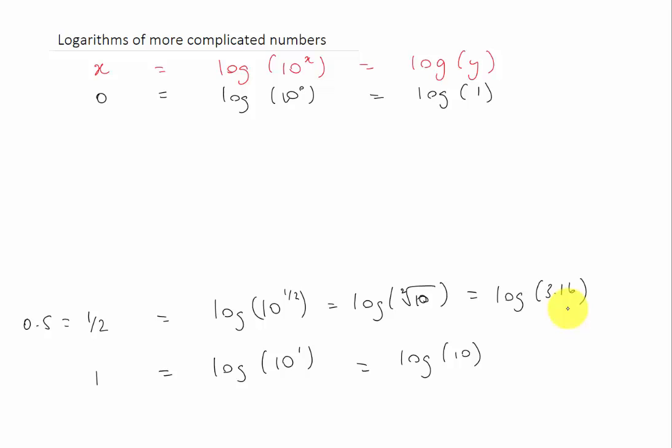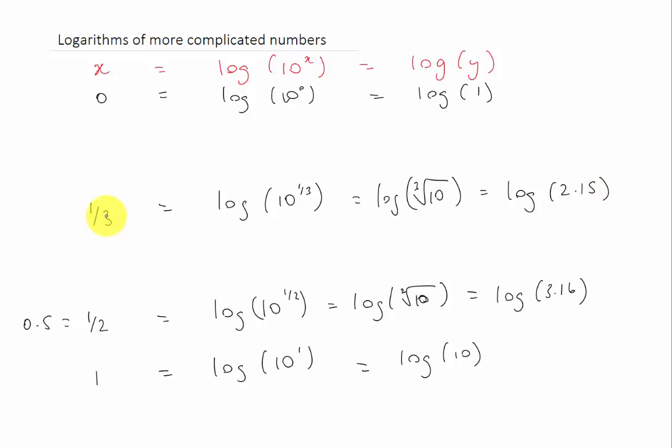Okay, and how about 1/3? 1/3 is equal to the logarithm of 10 to the power 1/3, which is equal to the logarithm of the cube root of 10. So these are our rules for roots that we learnt before. And the cube root of 10 is 2.15. So 1/3 is equal to the logarithm of 2.15, and 1/4.